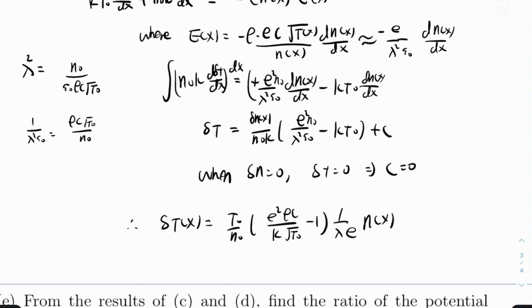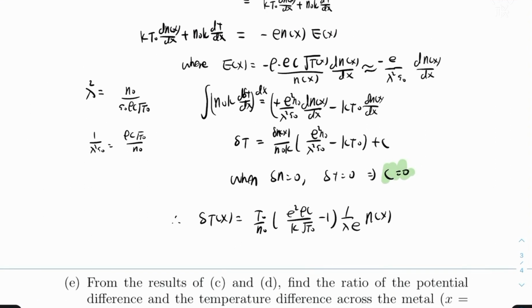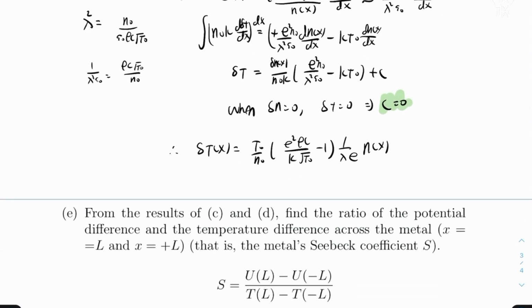Well, it is important to know that from the problem, we can deduce that when delta n is equal to 0, delta t is equal to 0. So thus, the value for c is actually 0. And it will get this whole stuff over here. And this one is delta n.